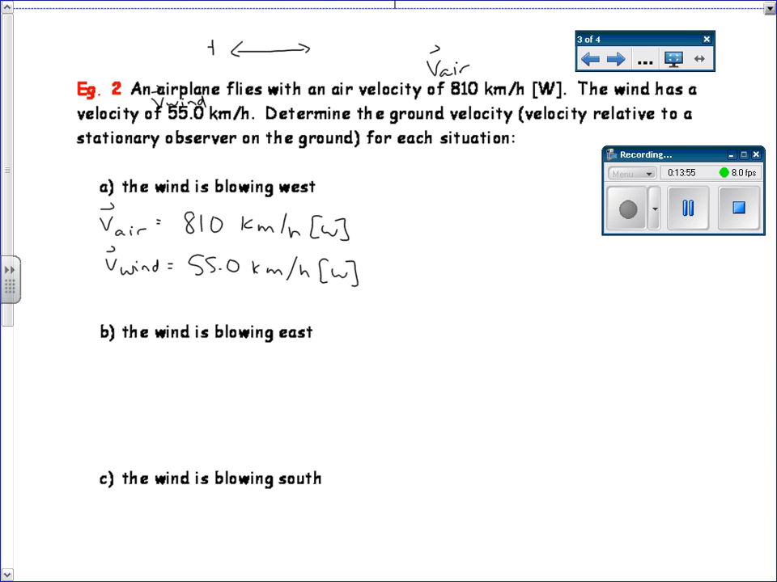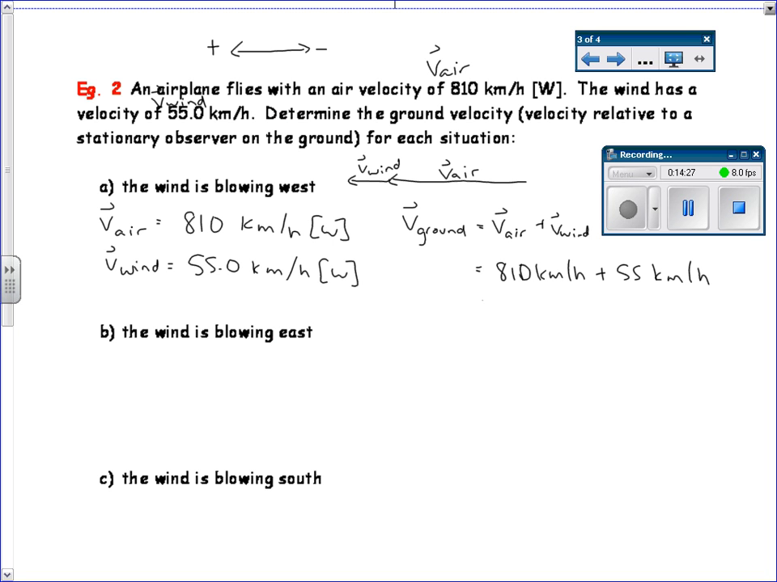Since the original velocity of the plane is west, we'll make west positive and east negative just for these first two parts of this example. Basically you have the velocity of the plane in the air, and we're going to add to that the velocity of the wind. So the velocity relative to the ground, v ground, is just the sum of those: velocity in the air plus velocity of the wind, which is just going to be 810 kilometers per hour plus 55 kilometers per hour. So not much different than stuff we've done already with relative motion.